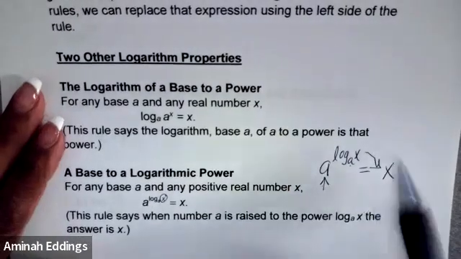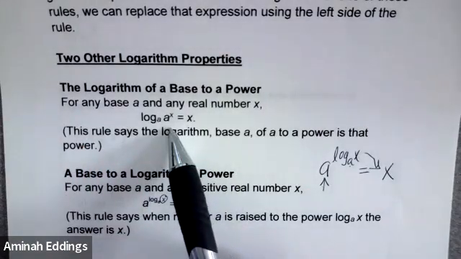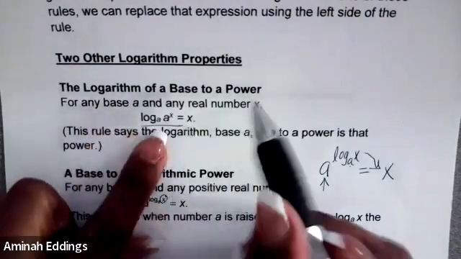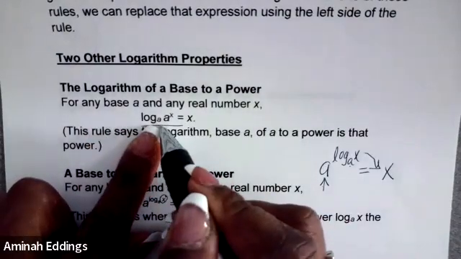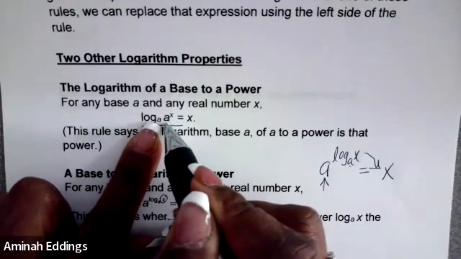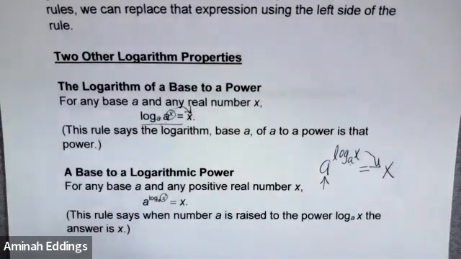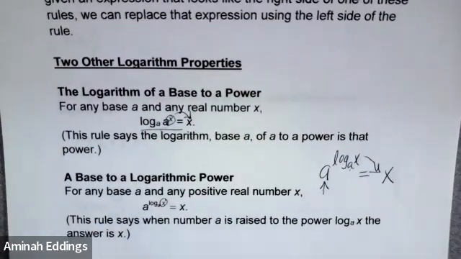Okay, and then the next one says essentially the same thing. If my bases are the same, so I have log base a of a to the x, my two bases are the same, then that means my answer is x. I can simplify that. Question so far?